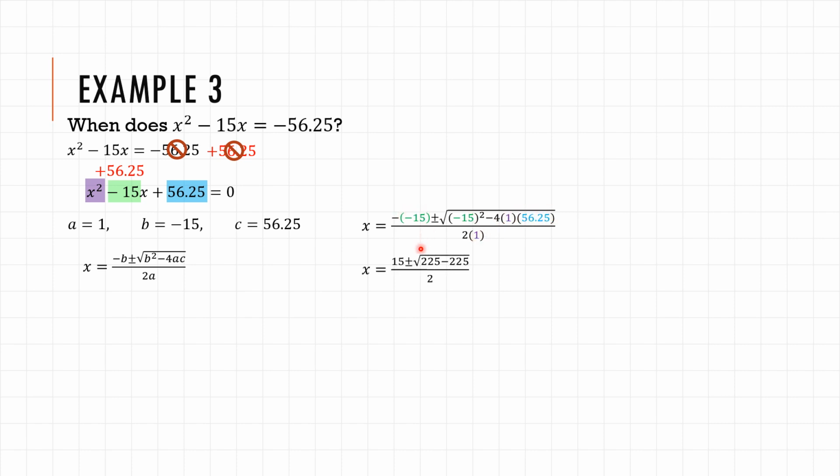This ends up being 15 plus or minus the square root of 225. Oh, this is 225, and this ends up being 225 as well, which gives me 15 plus or minus the square root of 0. The square root of 0 is just 0, so 15 plus 0 or 15 minus 0 will always give me 7.5 exactly. Notice both solutions ended up being the exact same.